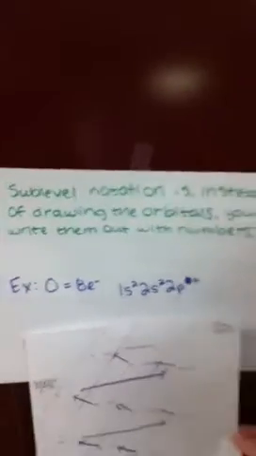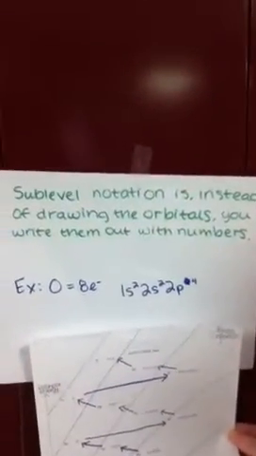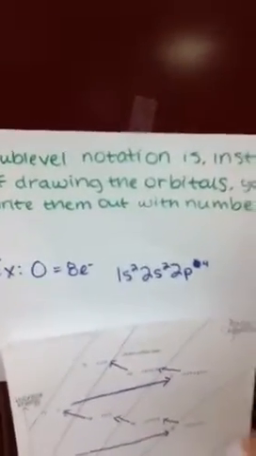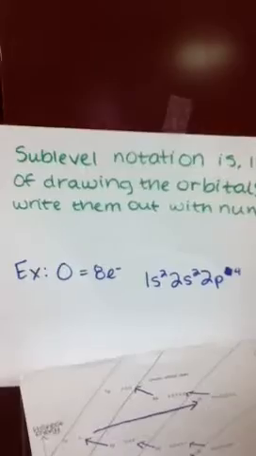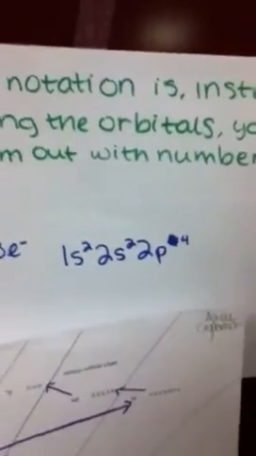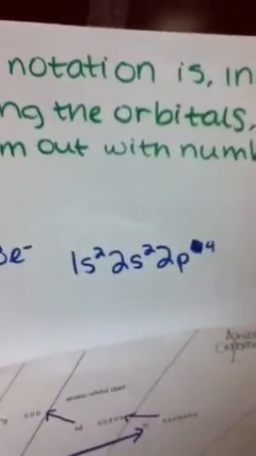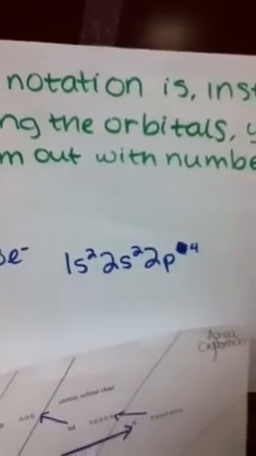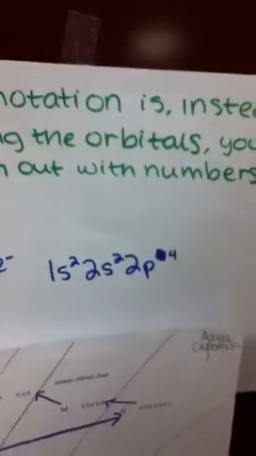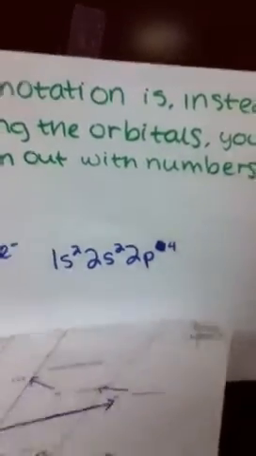For sublevel notation, instead of drawing the orbitals, you write them out with numbers. So we used oxygen, and the atomic number for oxygen is 8. And so we go down here, and the first level is 1s. So in 1s you can have 2 lines, if you remember from the circles, and so you put a 2 next to the 1s. For 2s, you can also have 2. So you put 2 lines in that.